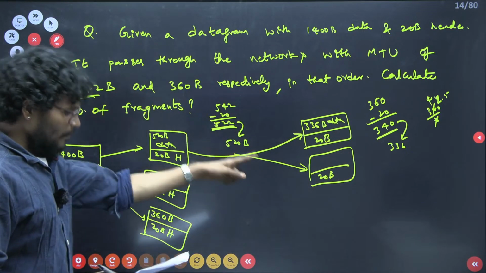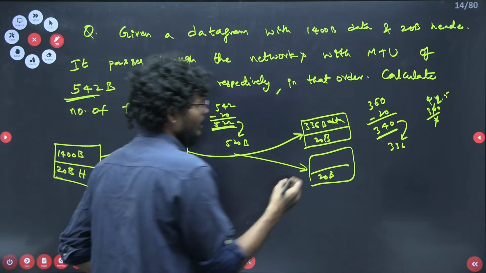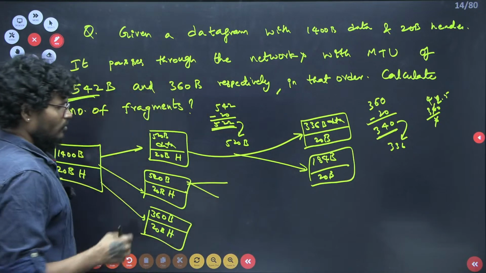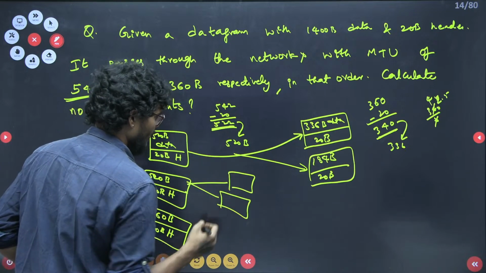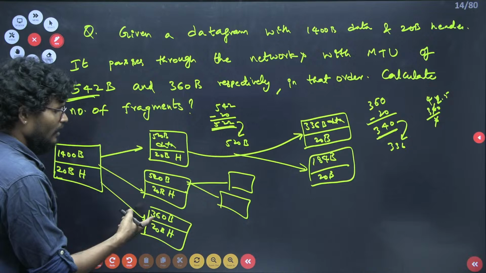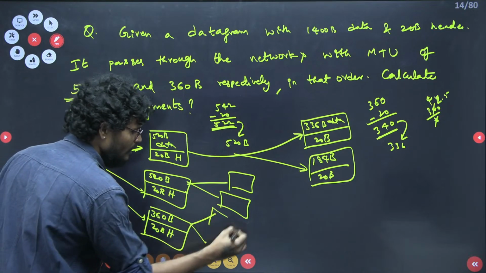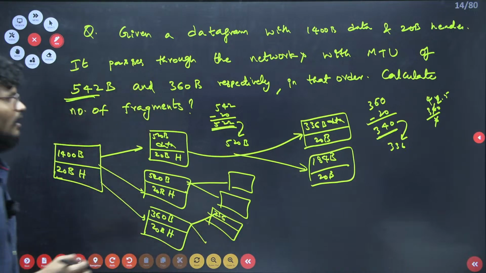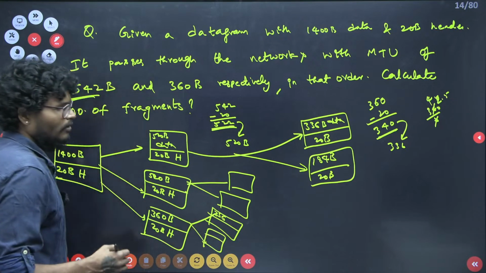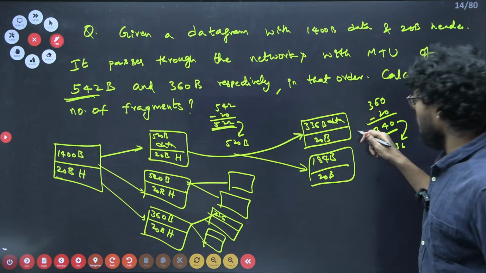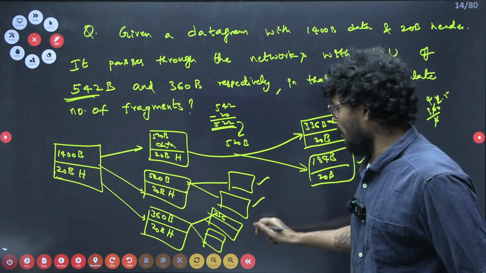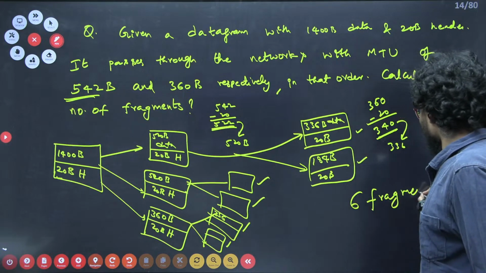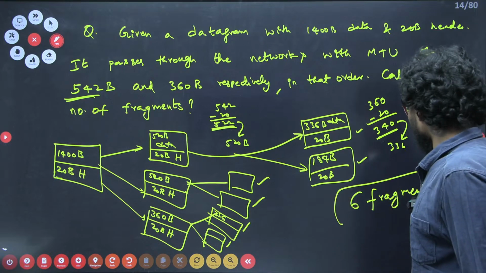So from 520 you subtract 336. So remaining is 184 bytes. It can go here. Similarly, you will break this datagram also into 2 further fragments, and finally, this 360 also you will break into 3 fragments. So in the first one you will have first 336 bytes of data, and remaining will fit into the next fragment. So total we are getting how many fragments? 1, 2, 3, 4, 5, 6. So in total there will be 6 fragments. That is the answer.